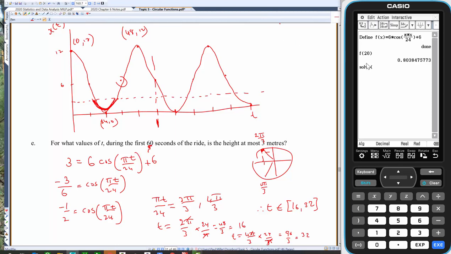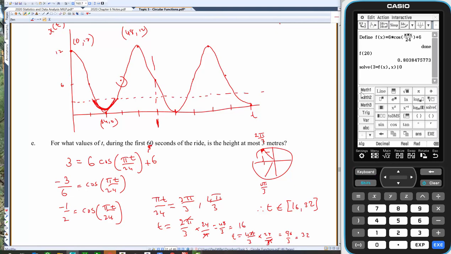So solve 3 equals f of x for x, please. And can you look between 0 and 60. Now, less than or less than and equal to, I don't really care because I know it's between there. In fact, I can even shrink it down even further. I can go between 10 and 50 because I know from the graph that it occurs somewhere in there. So I'm not really worried about the less than or less than and equal to. 16 and 32, bang.